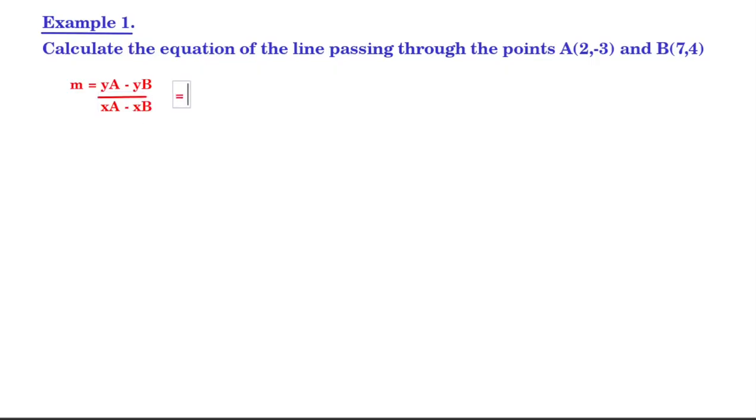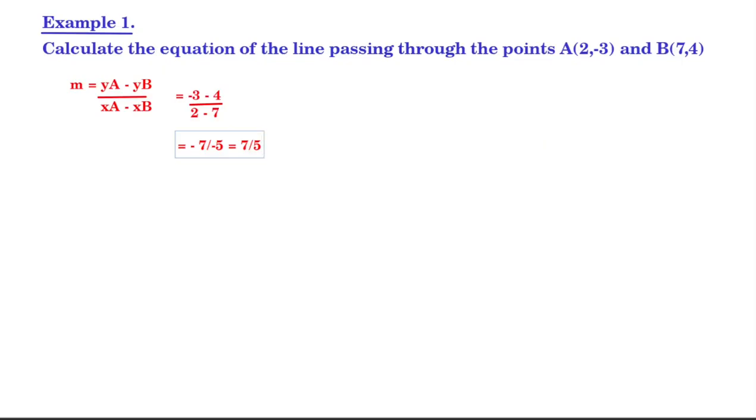So this is equal to, what's the value of y at A? The value of y at A is -3 minus the value of y at B, which is 4, and then let's divide by the x values. X at A, that's 2, minus x at B, that's 7. Then -3 minus 4 is -7, over 2 minus 7, which is -5. So basically that's your gradient, which is -7 over -5, which can be written as 7 divided by 5.